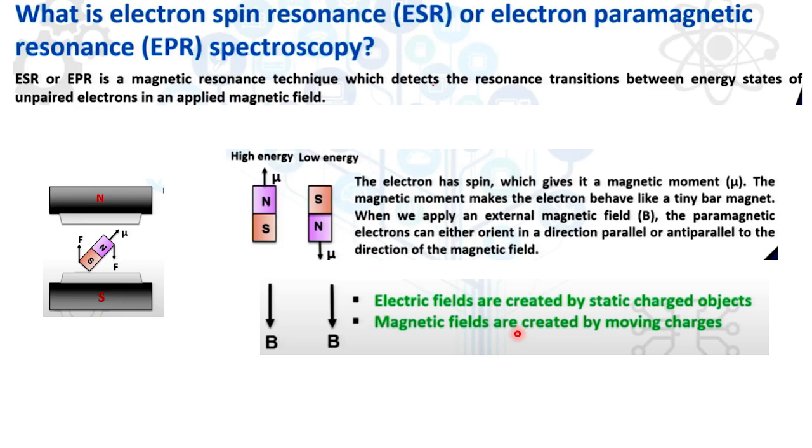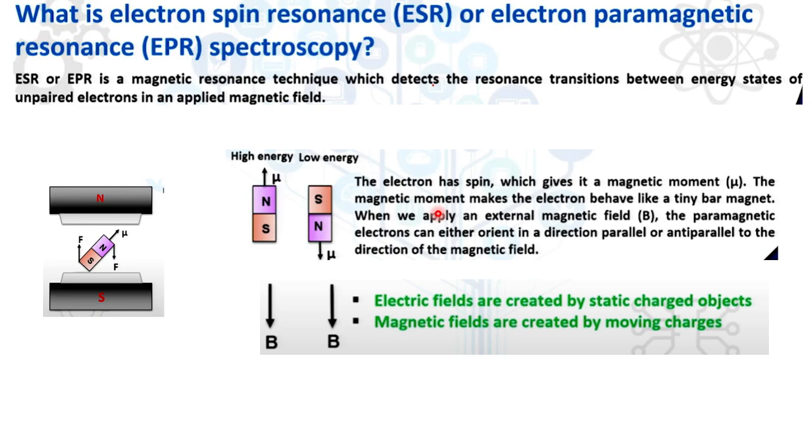Today we'll just discuss in 1 or 2 slides, but in the next class we will discuss more about electron spin resonance or electron paramagnetic resonance spectroscopy. What does it do? This is a magnetic resonance technique which detects the resonance transition between 2 energy states of an unpaired electron. But here, instead of an electric field, you have to provide a magnetic field.